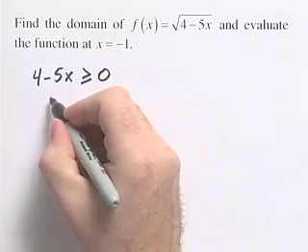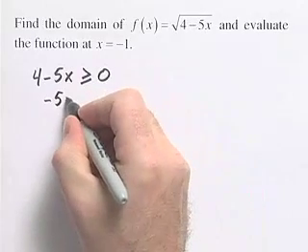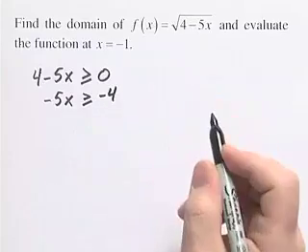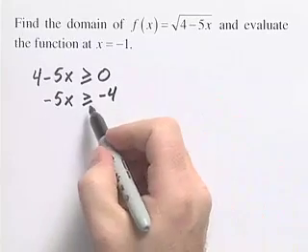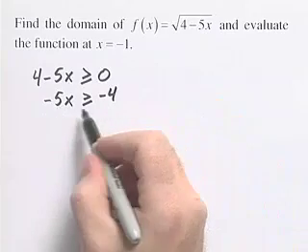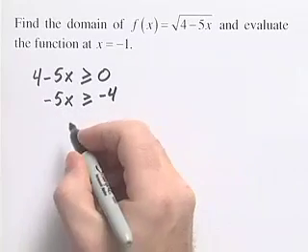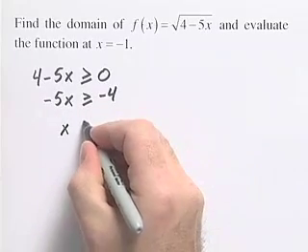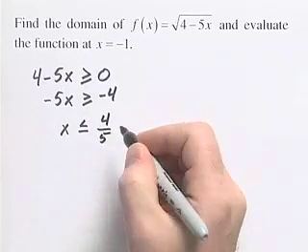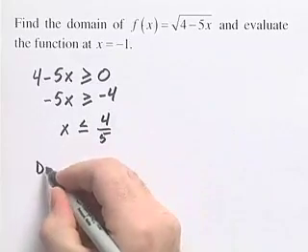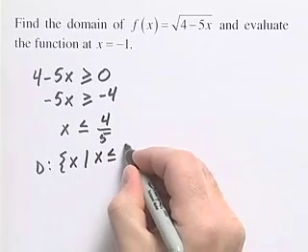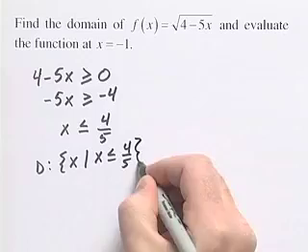We begin by subtracting 4 from both sides, so we'll have negative 5x is greater than or equal to -4. Next, we're going to divide both sides by -5. Remember that when you divide both sides of an inequality by a negative, you need to switch the direction of the inequality. So x is now less than or equal to 4/5. And so that's our domain. It's the set of x values such that x is less than or equal to 4/5.